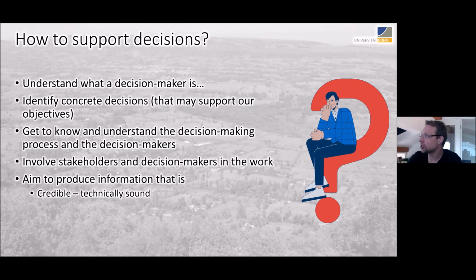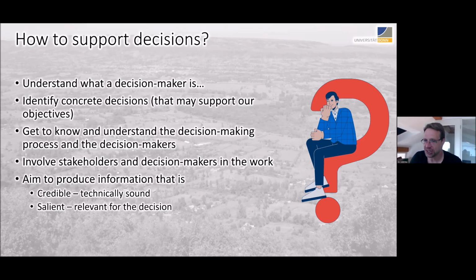So the information we generate should be credible, meaning it should be technically sound. It shouldn't be wrong. It should be logically concluded from the data we find, for example. And this is something that every scientist knows, hopefully, and we all adhere to this automatically, basically, because of the training we've received. But what we are less aware of are the other two categories that are just as important if you want to have real impact.